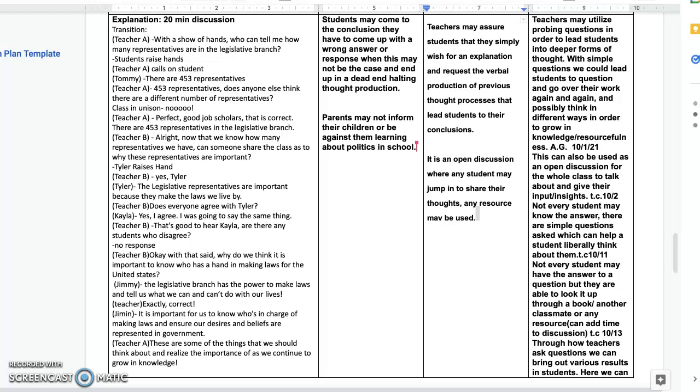Another metacognitive statement that I had listed was that not every student may know the answer to a question, but that doesn't mean that they can exclude themselves from the discussion. They're always more than welcome to use their resources, such as their textbook or even the internet, to look up the questions. And with that being said, this concludes my portion of the explanation from the UDL lesson plan.